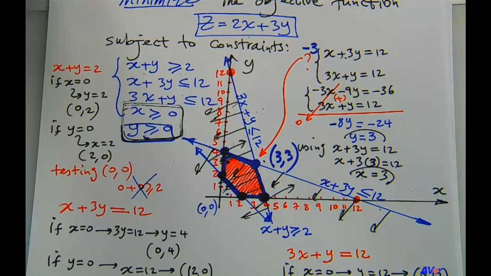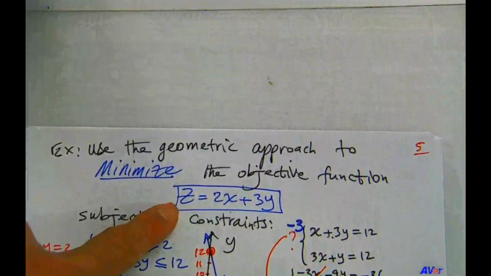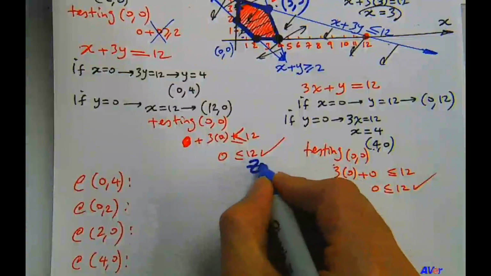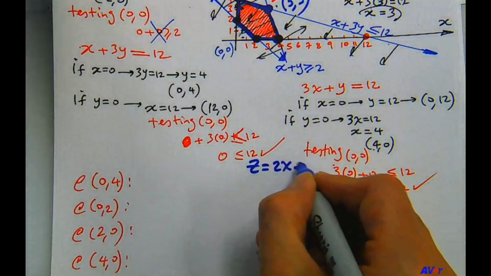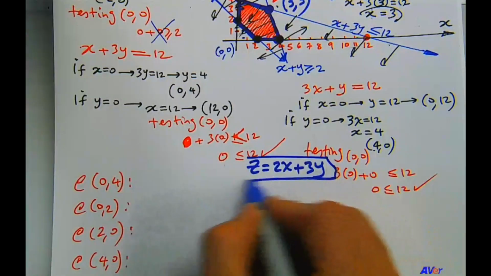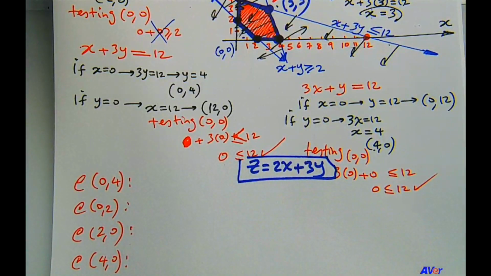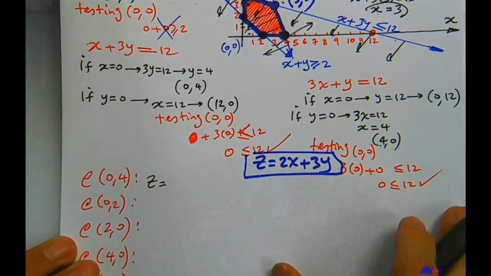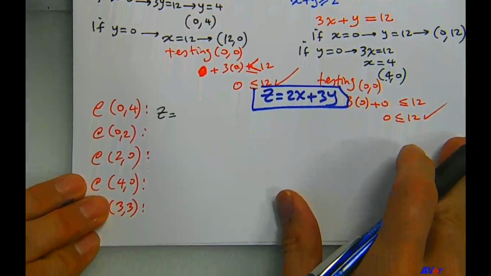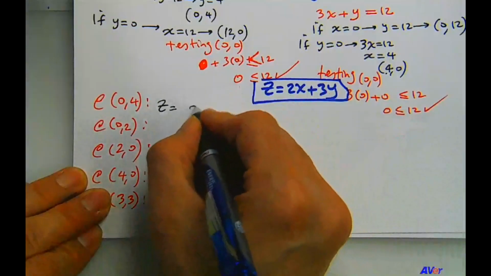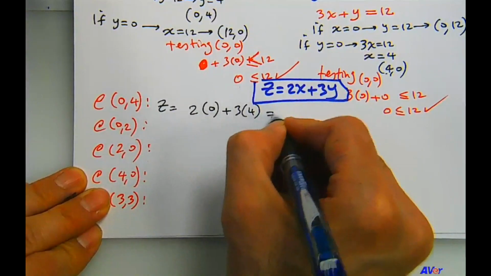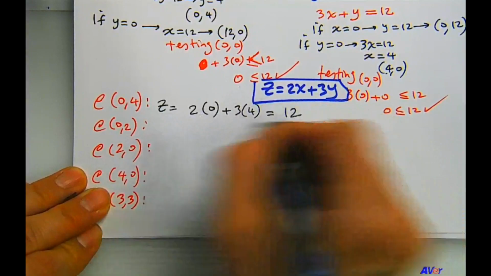Okay, so now we have our objective function given to us up here. Let me write it down here so it's in front of us. z = 2x + 3y. We want to minimize this. So plug this into that. At (0, 4), 2 times 0 plus 3 times 4. We end up with 0 plus 12, which is 12.